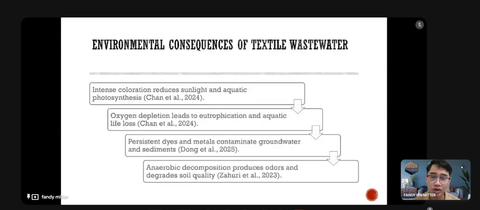So what are the environmental consequences? So let's take a look at the environmental consequences of textile wastewater. So the intense coloration of the textile wastewater can cause reduced sunlight and aquatic photosynthesis, and it also can cause oxygen depletion that will next lead to eutrophication and aquatic life loss. Third is persistent dyes and metal will contaminate the groundwater and sediment. The last one is anaerobic decomposition will produce odors and degrade the soil quality. Okay, next.